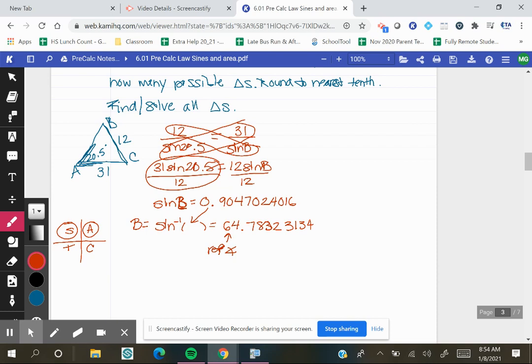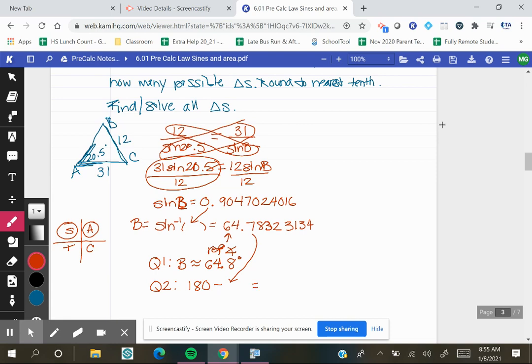So we already know what it's going to be in quadrant 1, since 64.7 degrees is in quadrant 1. So we can approximate to the nearest tenth here, 64.8 degrees. Now we also want to find it in quadrant 2. So to find it in quadrant 2, we would take 180 minus that whole decimal.